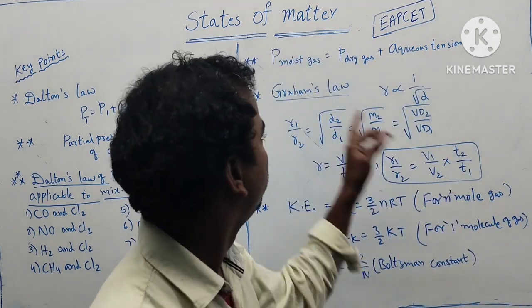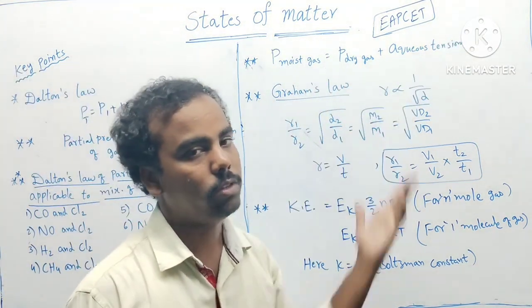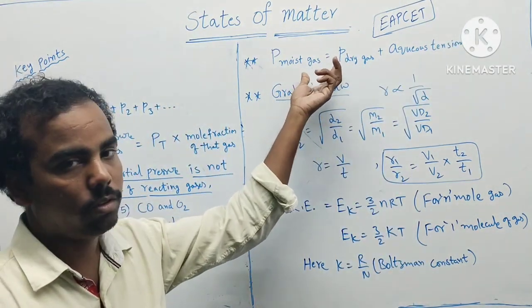Okay, next one. Moist gas pressure. Pressure of moist gas is equal to pressure of dry gas plus aqueous tension. It is also used in problems.